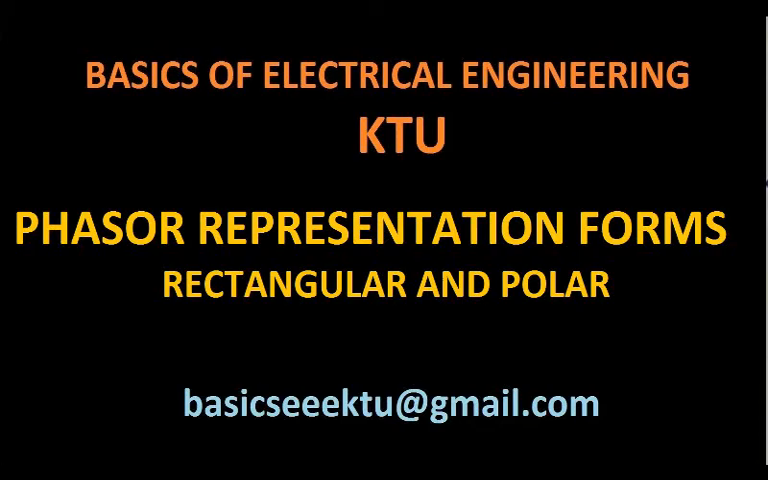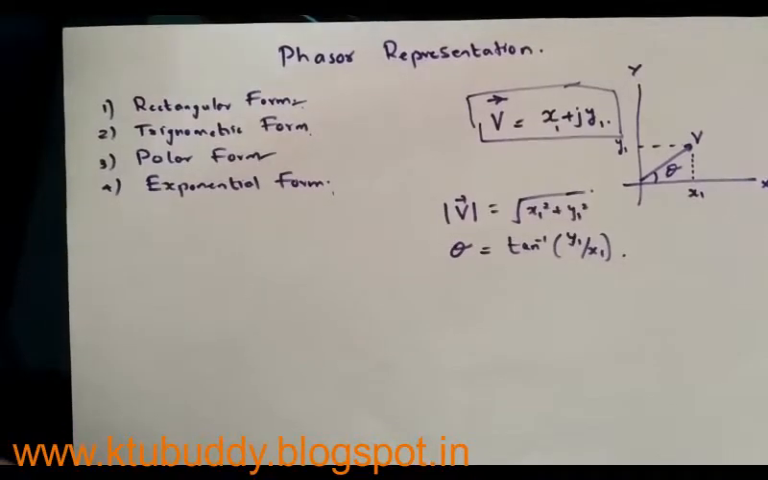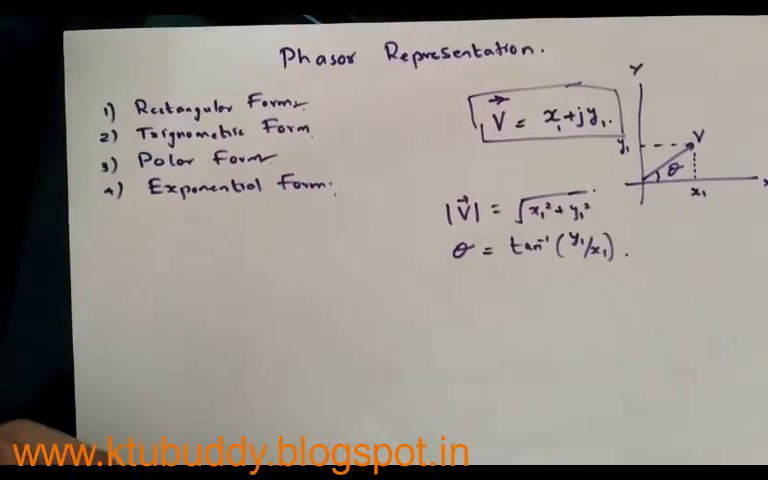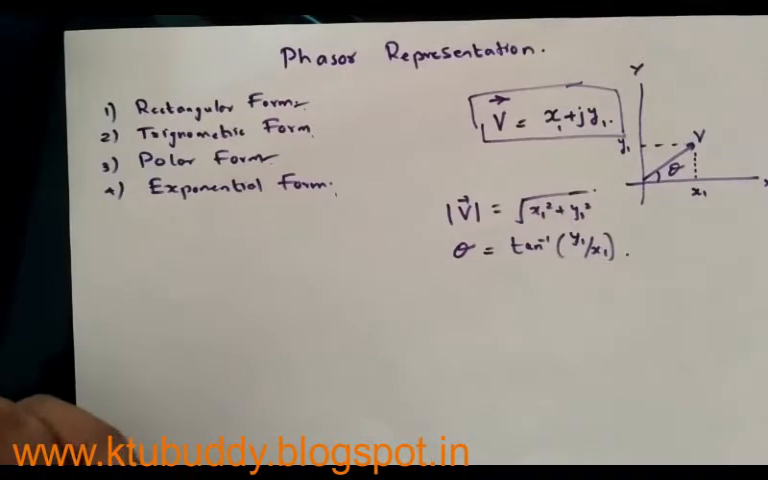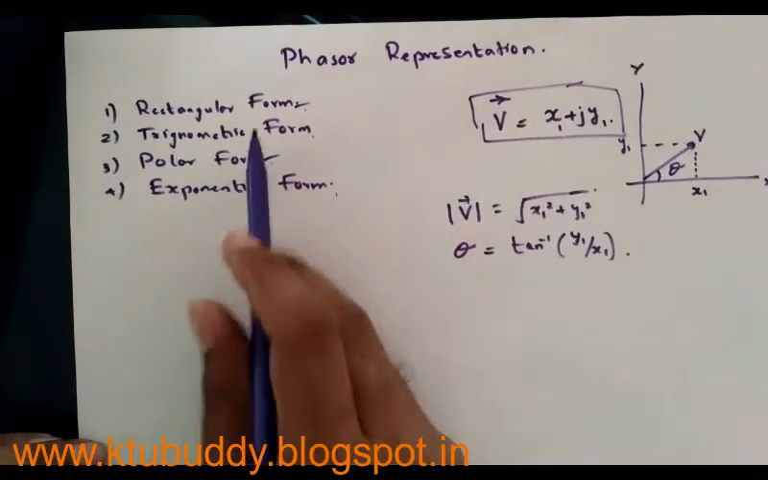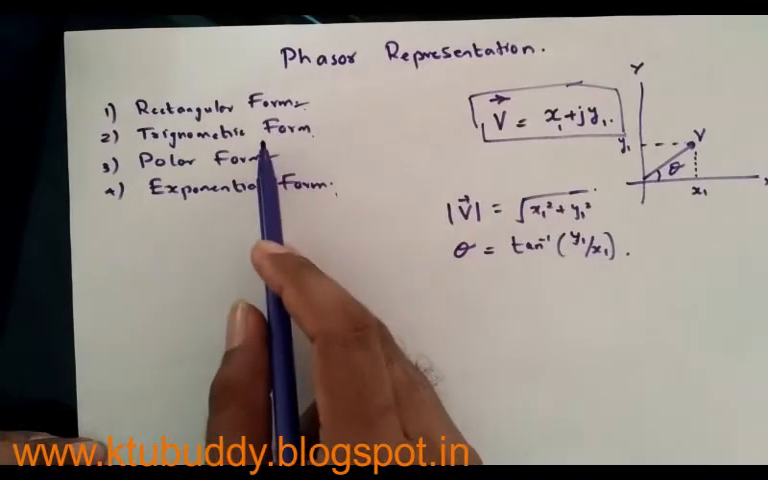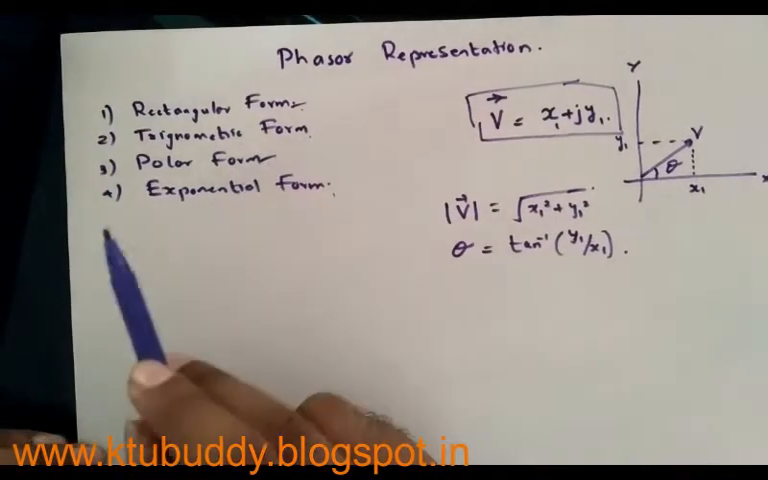Good evening. Let's go through another important topic, that is phasor representation of alternating quantities. Alternating quantities, voltage and current, are not actually vectors. They are phasors. They are given the name phasors. Phasors can be represented in four different forms, that is rectangular, trigonometric, polar and exponential form. Out of these, rectangular and polar form are the two important ones.